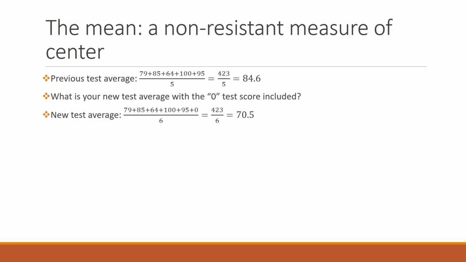Now we are adding not 5 but 6 data values, and notice that the 6th data value is 0. So when we sum those test scores, we have the same sum, which is 423. Notice now that we're not dividing by 5 anymore, but we're dividing by 6 because there are 6 different test scores. Our new test average then is 423 divided by 6, which is 70.5. So let's compare the previous and the new test average and see how they have changed.